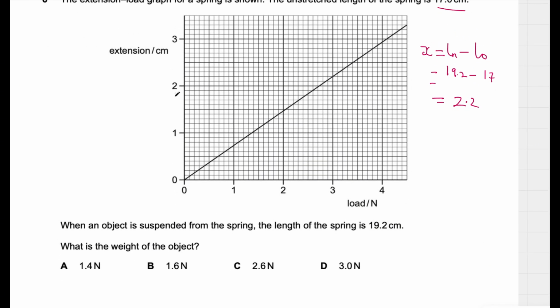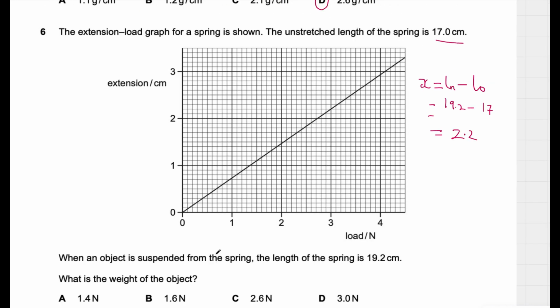The plot of the graph is extension against the load. Now you say when an object is suspended from the spring, the length of the spring is 90.2 centimeter. Now what is the weight of the object? So to get the weight, look for 2.2 on the extension side, trace it to the graph and trace it down. Okay, this is 2.1, 2.2. I think this point, right? This is 2.2. So we trace the 2.2 to the line graph, where it touches the graph. This point touches at this point.